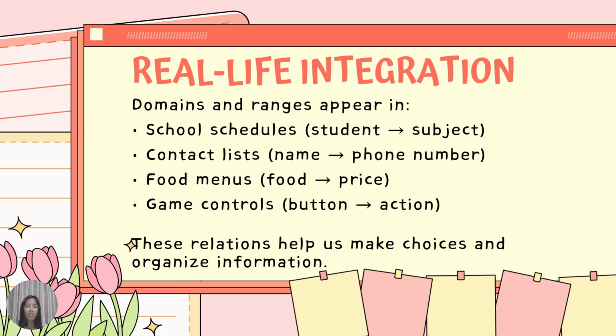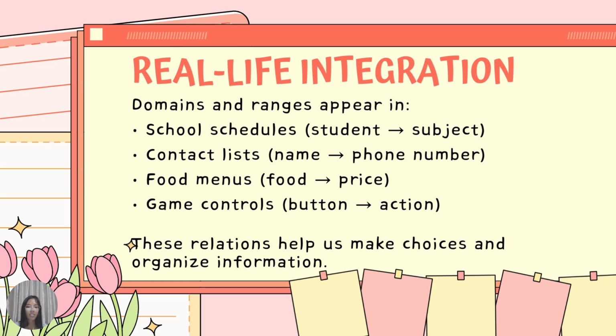Now, relations are not just in math, they are everywhere in real life. So domains and ranges appear in school schedules, contact lists, food menus, game controls. In school schedules, we have the student and the subject. For the contact lists, we have the name and the phone number. Food menus, we have the food items and the prices. And then game controls, which is the button and the action.